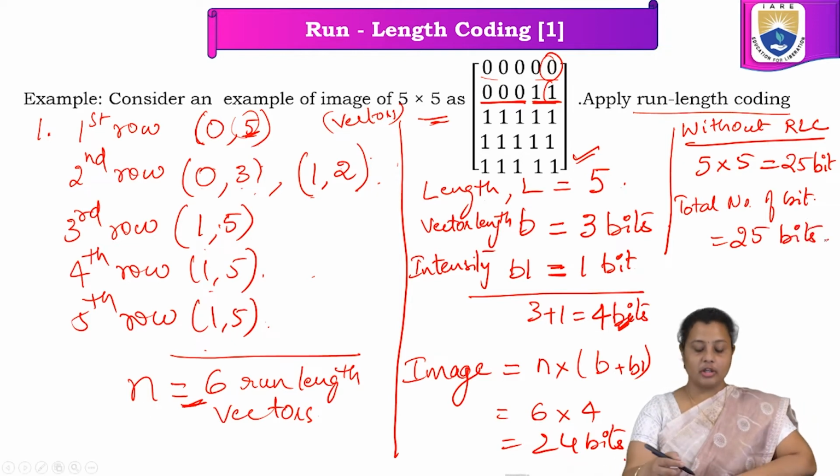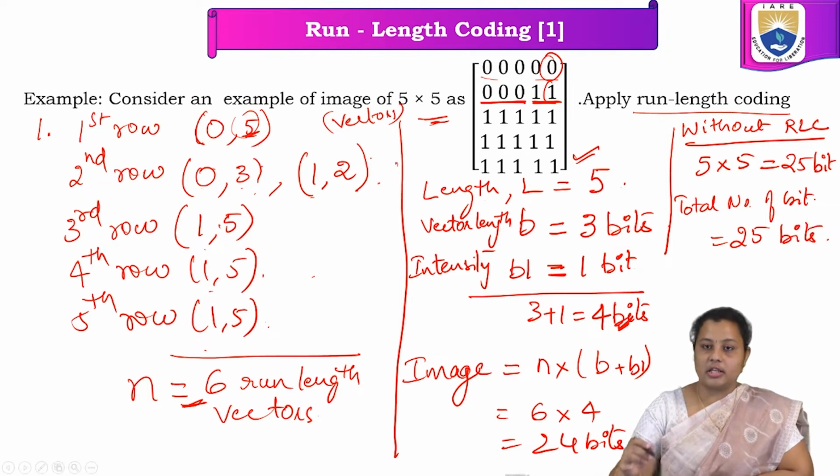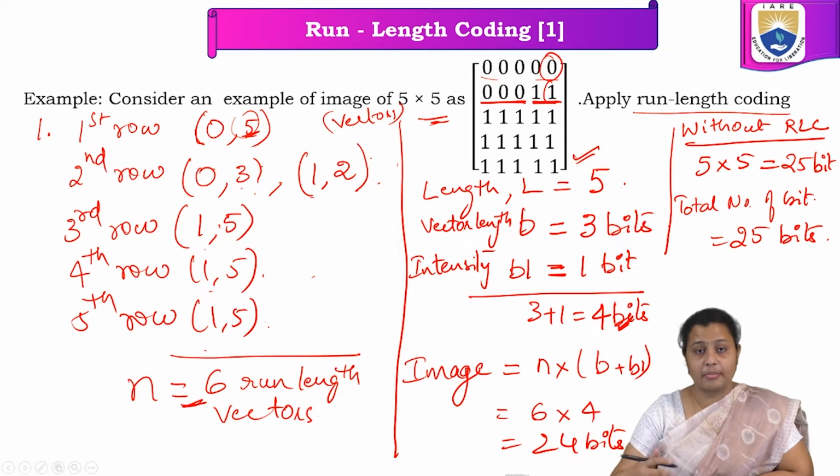So if you observe here, with RLC we are using 24 bits, and without RLC we are using 25 bits. So we observe that only 1 bit is compressed, but that is for 5 cross 5. Similarly, if you go for higher order images, then the number of bits used for RLC reduces drastically. So when we are using binary images of this sort, where the values are repetitive in nature, then we can go for RLC coding, right?